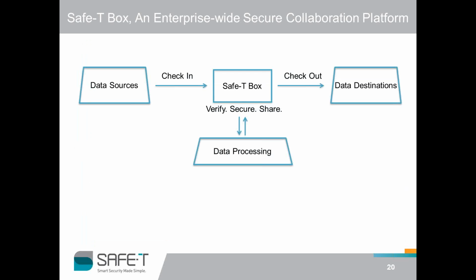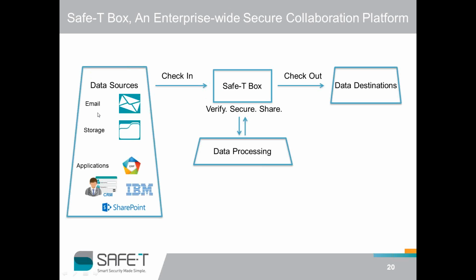So let's quickly look at this scenario where we have the Safety Box at the center and we have data sources. Data sources can be either an email or data that resides in some folder, some database, or at any storage, or any application within the enterprise. As I've mentioned, we have connectors to 120 applications.